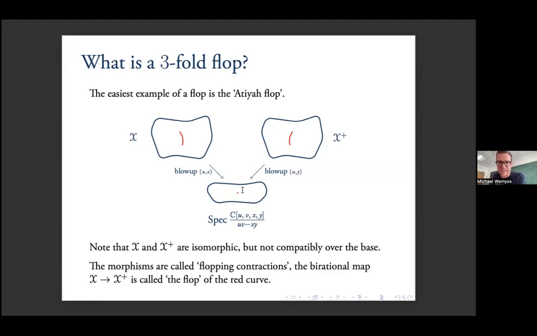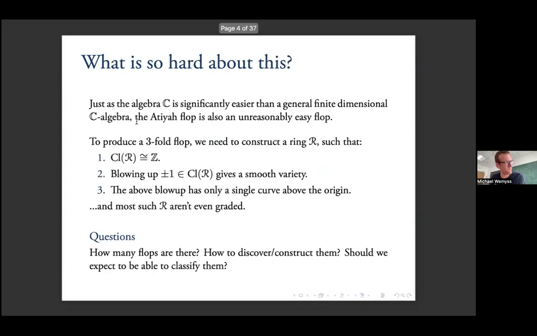And just as a part of language, this morphism here and this morphism on the right, they're both called flopping contractions. And the birational map between them, X and X^+, is called the flop of the red curve. Okay, so that's what we're interested in, threefold flops. And so here's some questions that you might ask about them.